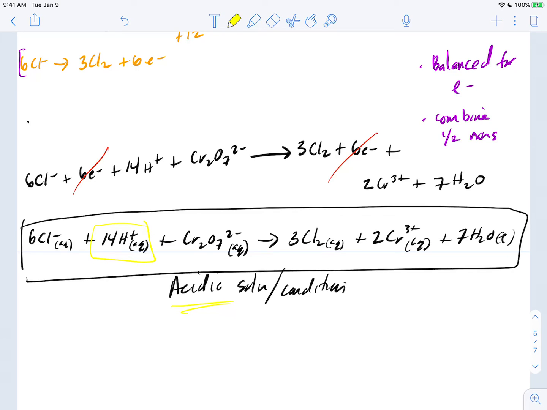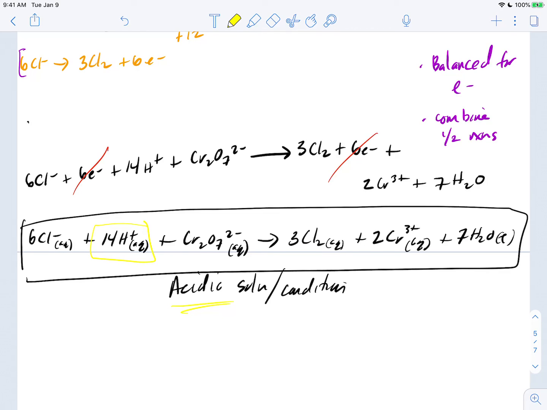Now, that's all we're going to do. You can solve it for basic, but I'm not going to worry about showing you that because very rarely did that ever happen. It's always under acidic conditions. It's just an extra step you need to worry about. So that would be it. That would be done. And that is how we balance.